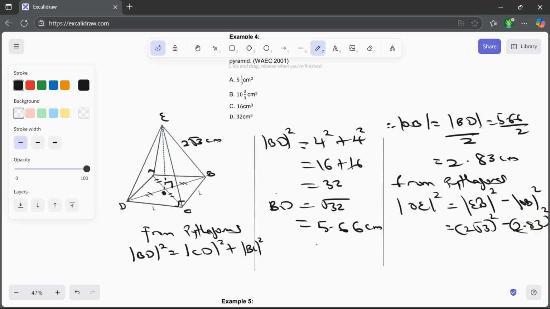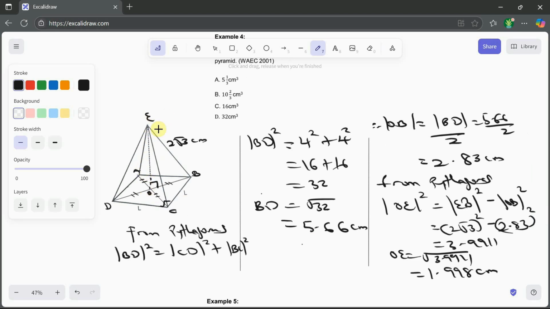So let's now plug that into the calculator. So that will be minus 2.83 all squared. So this gave me 3.9911. So our OE will just be square root of 3.9911. If I find the square root of the answer, that will give me almost 1.998 centimeter, approximately. So I have the OE, which is the height. Now I can find the volume.